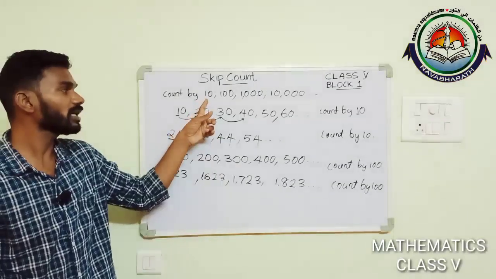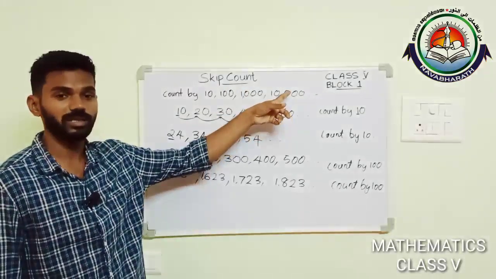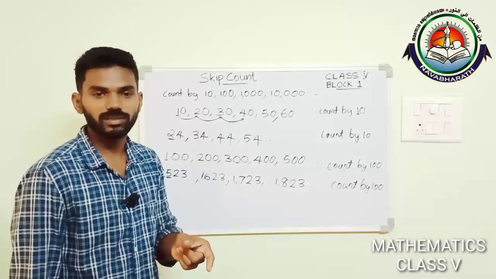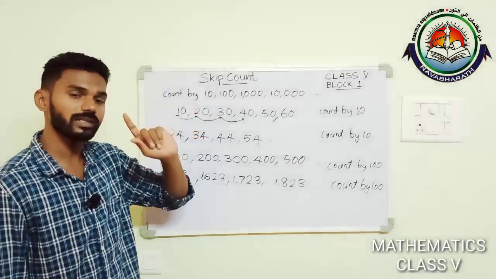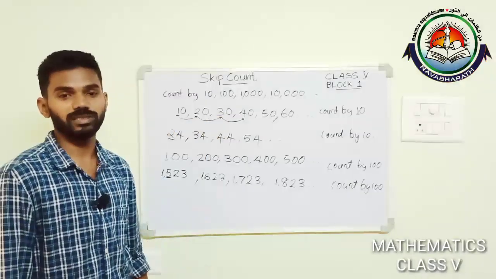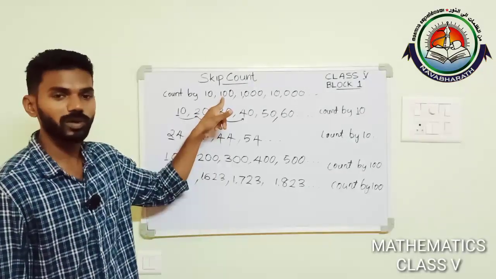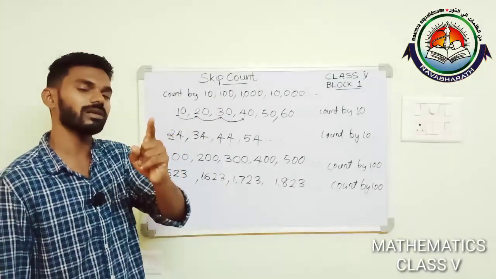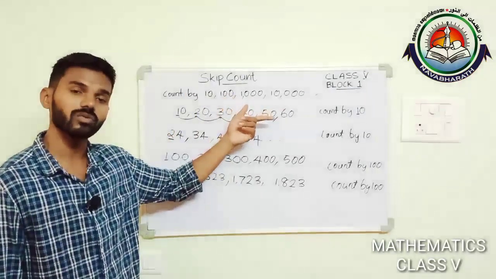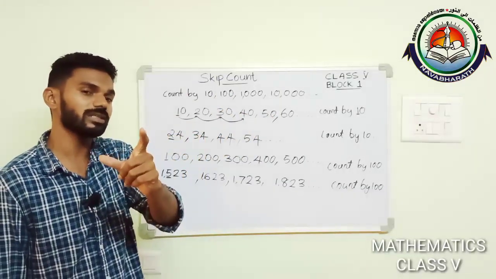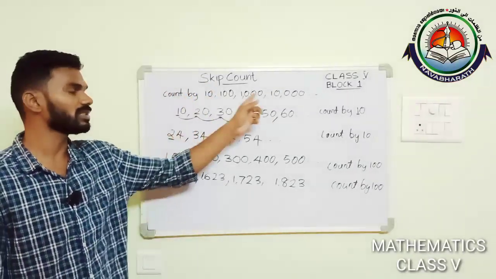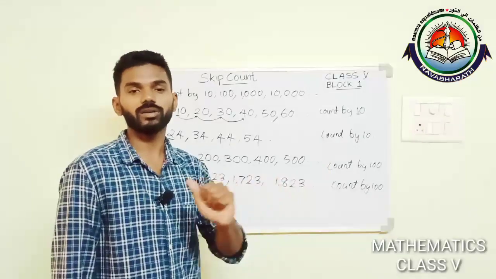So skip count by 10, 100, 1000, 10,000, etc. has a small trick. And what is that trick? To have a skip count by 10, you have to change only the tens place digit. To have a skip count by 100, you have to change only the hundreds place digit. To have a skip count by 1000, you have to change only the digit on the thousands place. This is how skip count by these numbers can be done. So I hope all of you are clear.